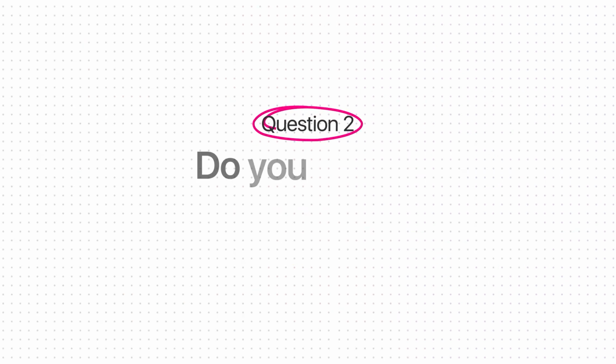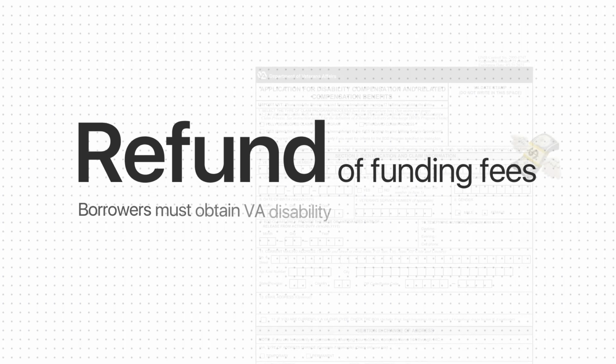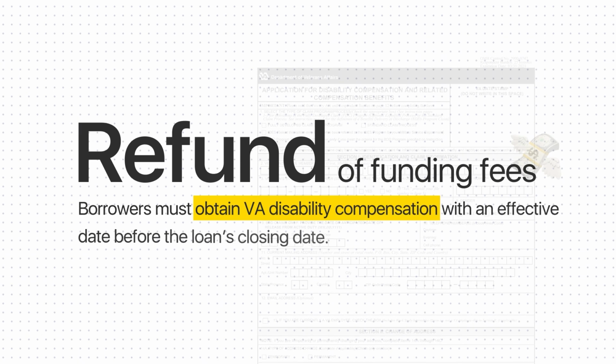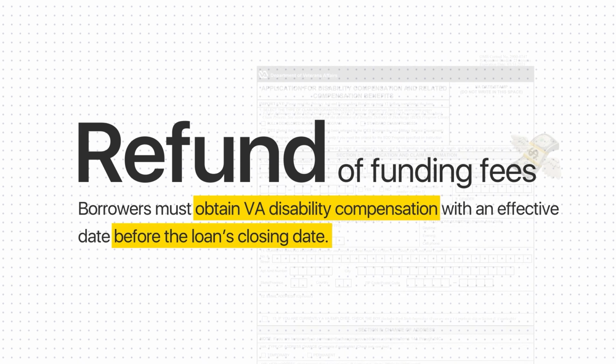Another question is, do you have a disability rating with the VA? Let's just say the VA is very strict about this. And let me be brief. In order to get a refund of your funding fee, the borrowers must obtain a VA disability compensation with an effective date before the loan's closing date. This is super important. Basically, we got to be able to backdate it before the date that you close, or the VA is going to keep your money.